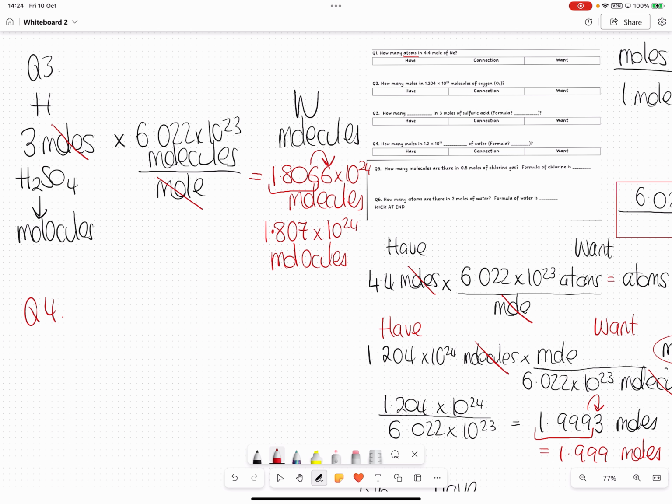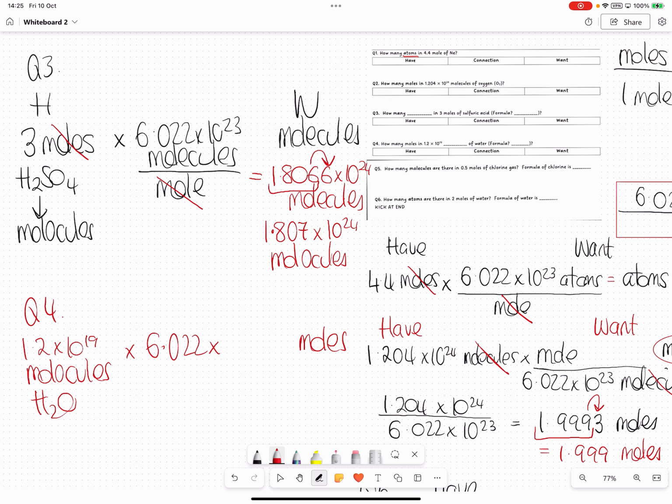what do we have? We have 1.2 by 10 to the 19 something of water. So we know water is H2O, so this is in molecules. So this is just testing you. Do you know what are molecules, what are atoms? We want, way over here, we want moles.